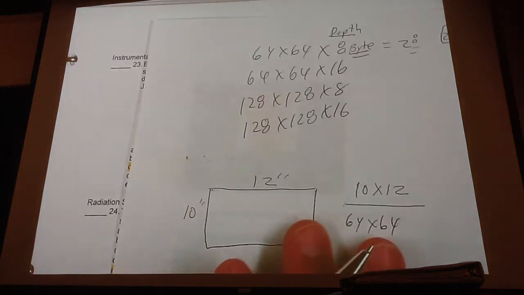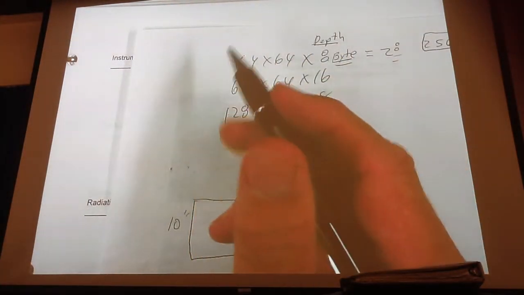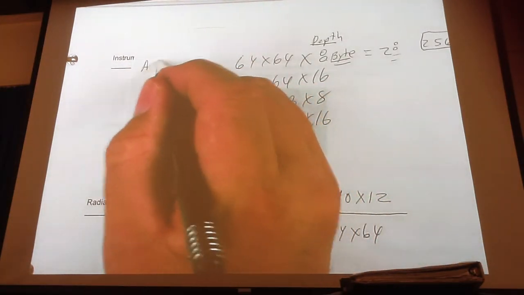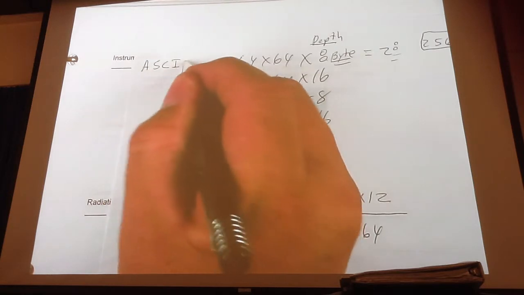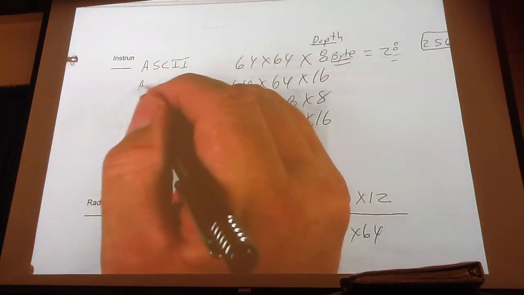All of the symbols, letters, spaces, anything on your computer has a code. They call it the American Standard Code for Information Interchange, the ASCII code. So the letter A might be 10110001.